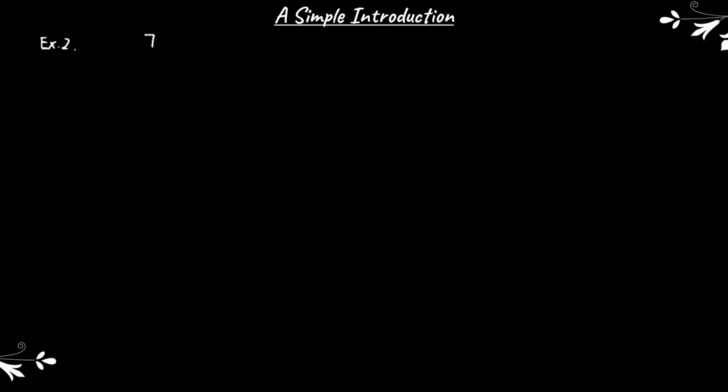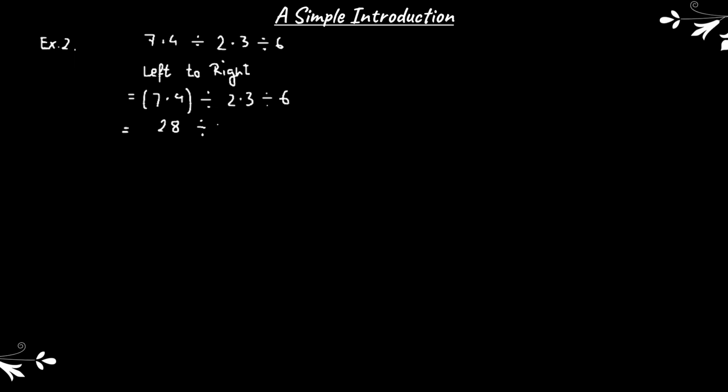So in problem number 2, we have 7 multiplied by 4 divided by 2 times 3 divided by 6. So here we have multiplication and division. So we're going to read from left to right, and let's look at it. So we are going to perform the multiplication operation first. So we have 7 multiplied by 4, so that should give us 28 divided by, and we just rewrite the next terms. Now we have 28 divided by 2, that's 14.